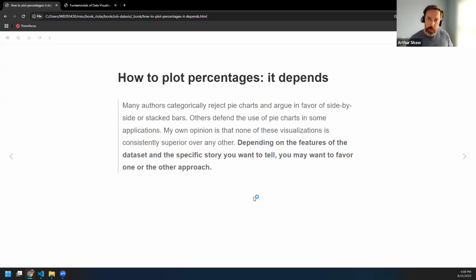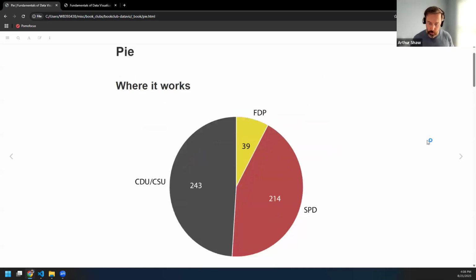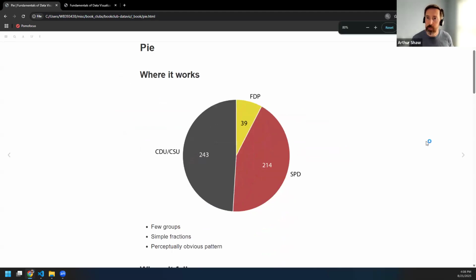So in looking at proportions, he suggests a few things that we could do to approach proportions. The first one is probably the most controversial in the DataViz community: he tries to make a case for pie charts and talks about where he thinks it works. Let me see if I can adjust the size here.